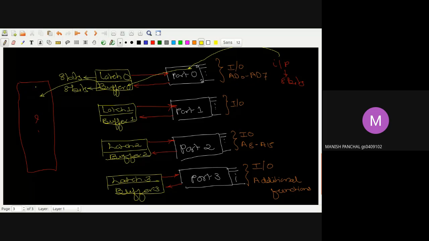And similarly, after this calculation unit, for example, we can think of this as the ALU of the microcontroller. So finally, this data will be available here. This data will further go to this port, and then it will go to the output device.